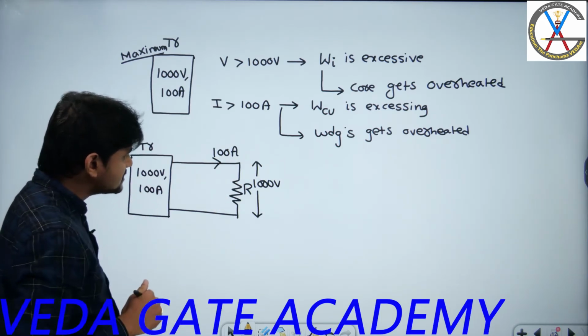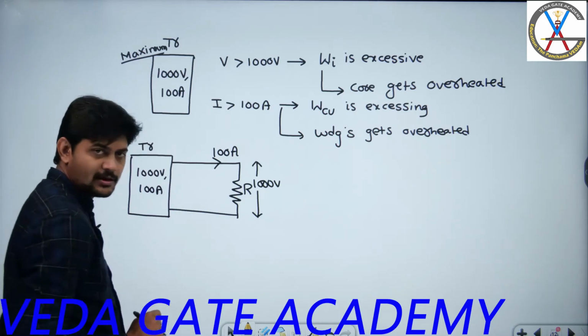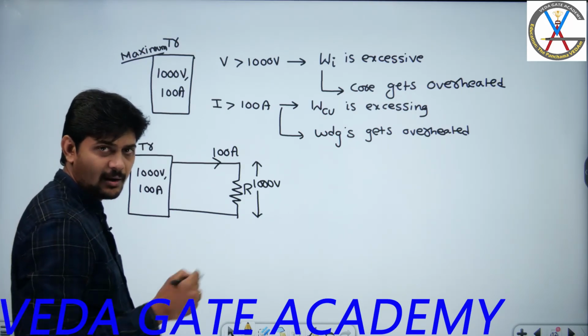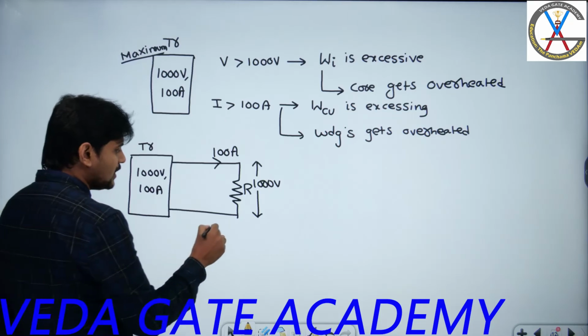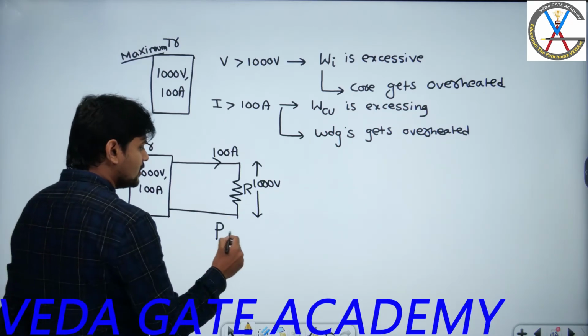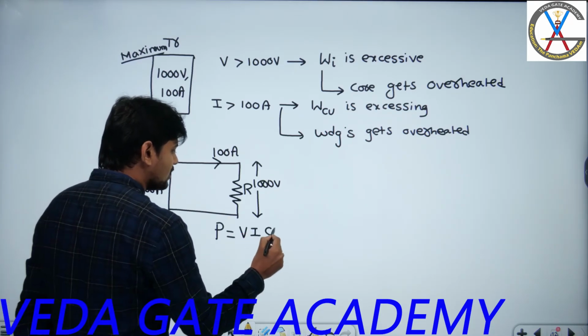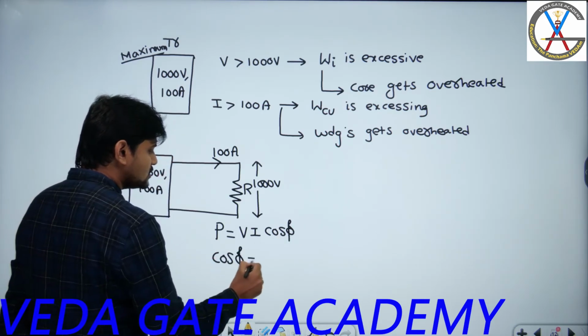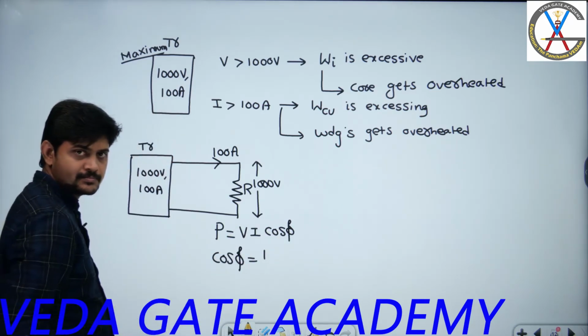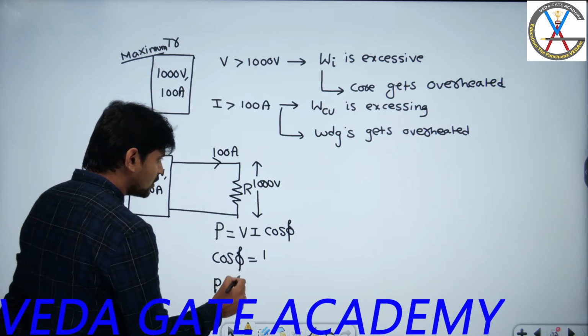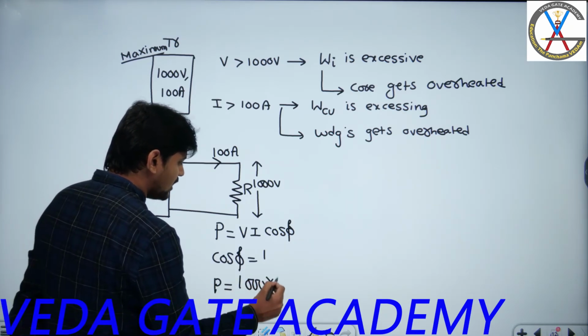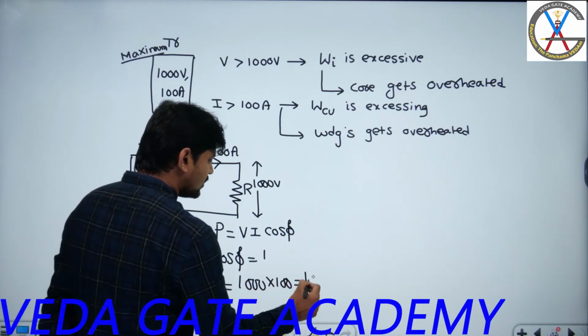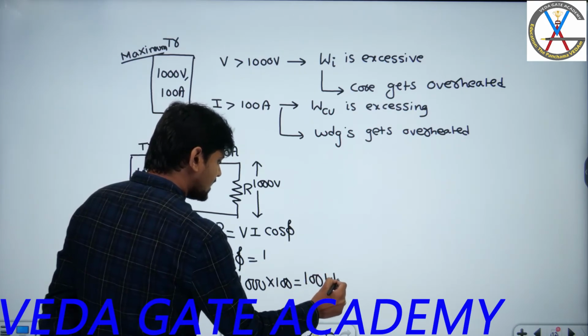Now, let us calculate the active power and the apparent power and see what happens. For this load, what is the formula for active power? VI cos phi. And for a pure resistive load, what is the power factor? The power factor is 1. So what active power do we get? 100 volts into 100 amperes, so I am going to get 10 kilowatts.